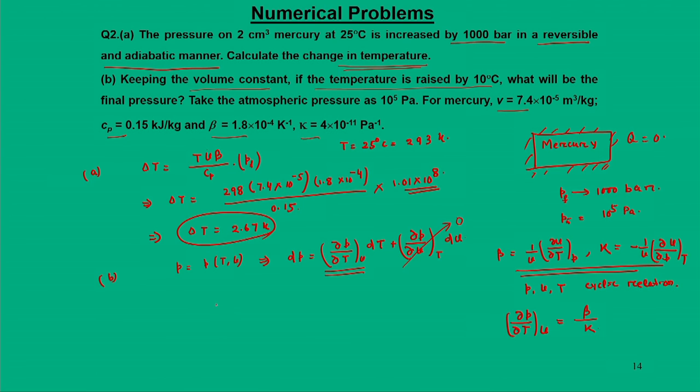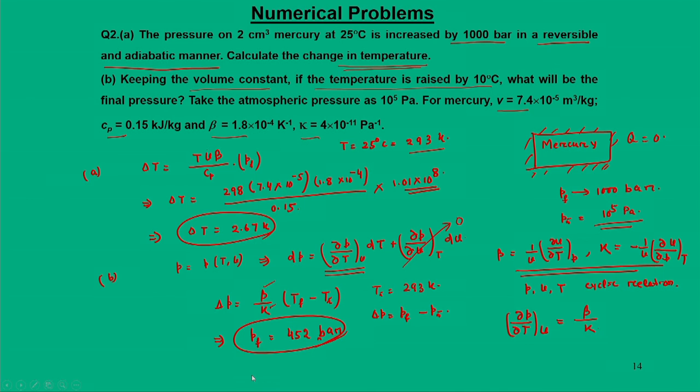So, from this we can say delta P will be equal to beta by kappa into (Tf minus Ti). Ti is already given, 293, beta is given, kappa is given. So, from this we can find out delta P, which is equal to Pf minus Pi, and Pi is 10 to the power 5. From this we can find out the final pressure, which would be about 452 bar.